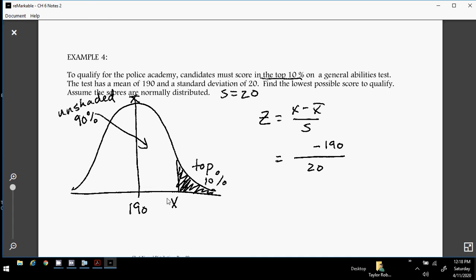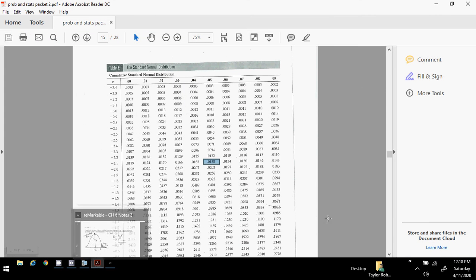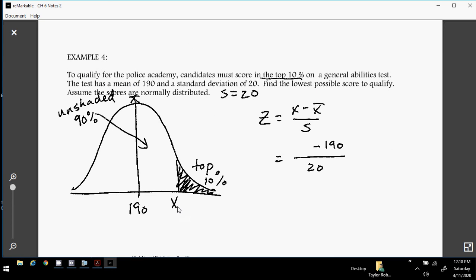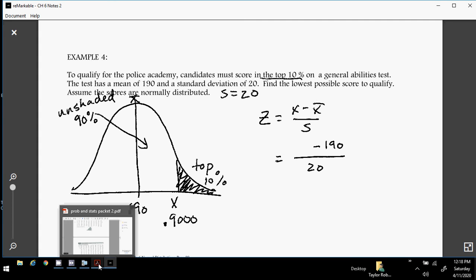the percent or the area that is to the left, because if you look at this chart, all of these numbers represent the area to the left. Okay, so what would be the area to the left of that number? Well, that's 90%. So technically, if I change that to a decimal, it would be 0.9000. So we're going to try and go backwards and get as close as possible on our chart to 0.9000.